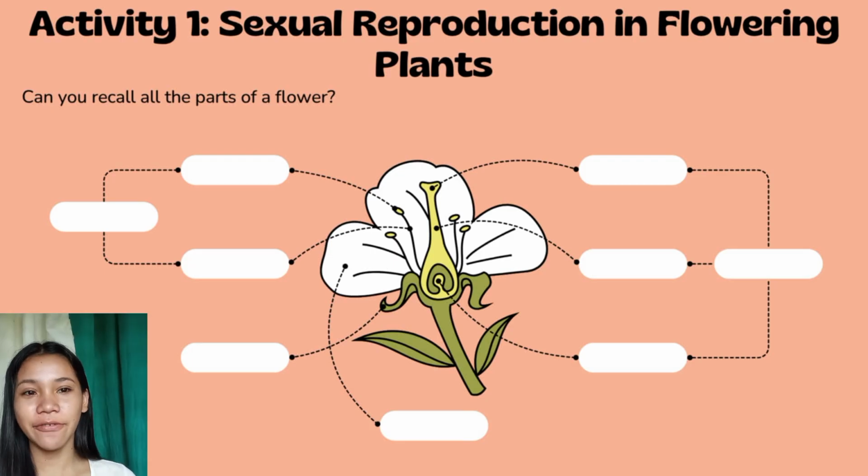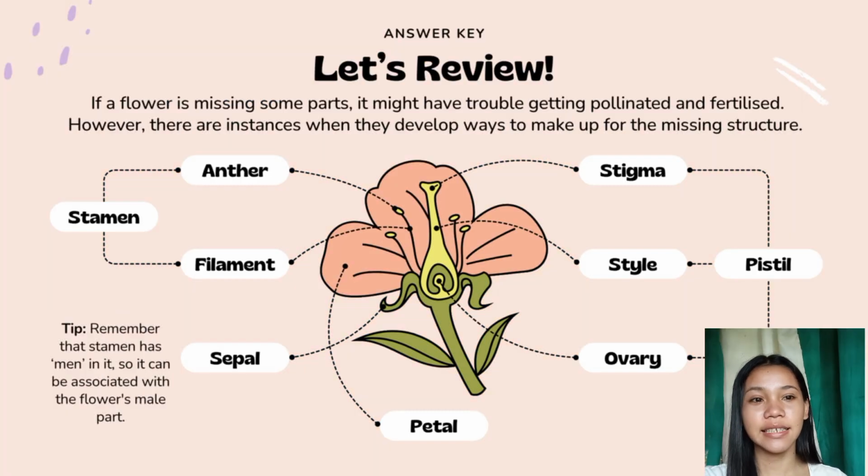Okay, we have Activity number 1, sexual reproduction in flowering plants. Can you recall all the parts of the flower? In this activity, you are going to identify the parts of a flower. Okay, this is the answer key. Let's review. First, we have the anther, the stamen, the filament, the sepal, the petal, the ovary, the style, the pistil, and the stigma.